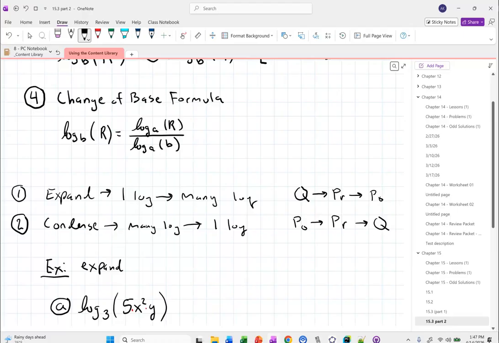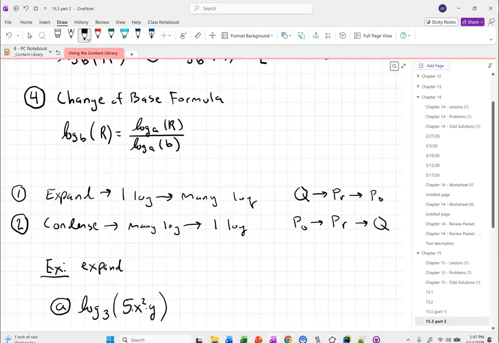Okay. In general, when we're doing an expanding problem, we're going to apply, in this order, the quotient property, then the product property, then the power property, unless there's a set of parentheses that says you need to do something first. For condensing, because you're doing the opposite thing, we're going to use the opposite order. So we'll go from power to product to quotient, unless there's a set of parentheses that implies you should be doing something else first. Does everybody feel okay?